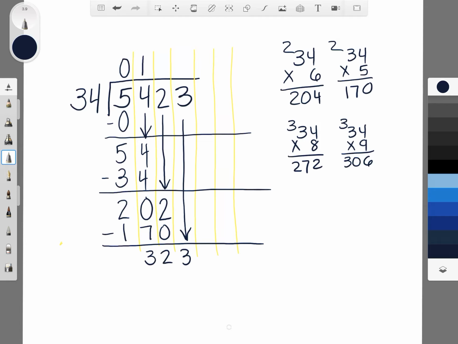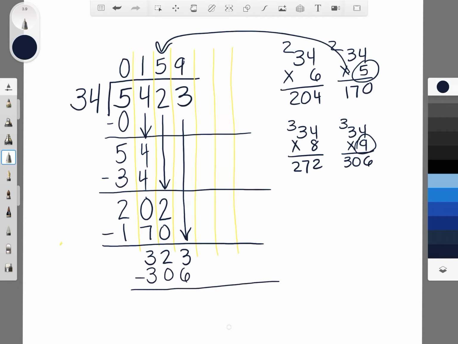Oh, wait, just a minute. I'm always forgetting to do this. I forgot to put the 5 up here when we divided by 5. Remember to do that. And here we're multiplying by 9, so let's put our 9 up here. That's 306. Subtract it, and that's 17.